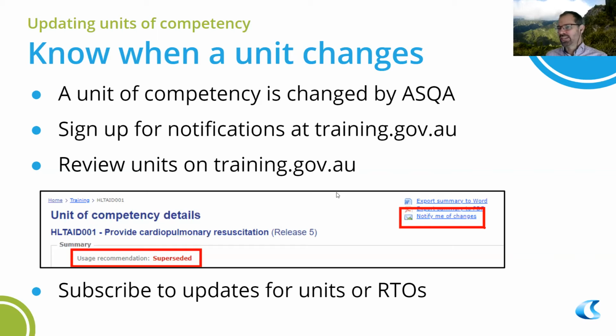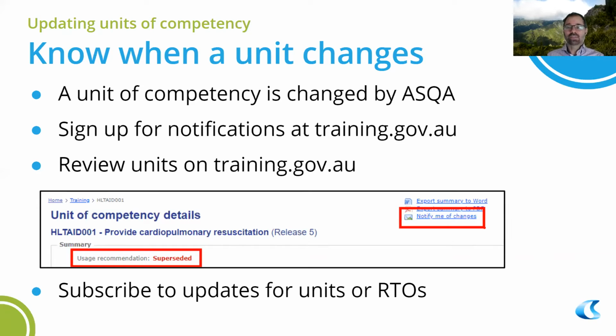Okay, so how to know when a unit changes. The unit of competency is changed by ASQA, and it's actually done by a body. I think they're called the First Aid Association Committee or something along those lines. I've got the names at the end of the slides. They're a group of people who represent industry and recommend the changes they want to have occur within the specific units, and how to update them and ideally improve them, is the concept that they're trying to achieve.